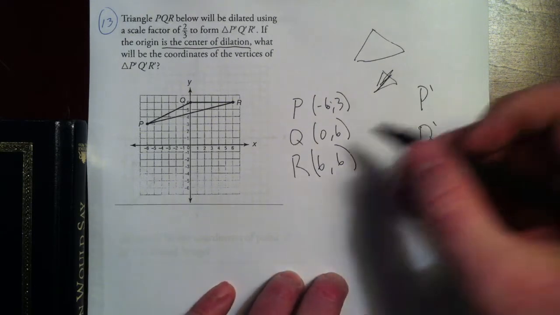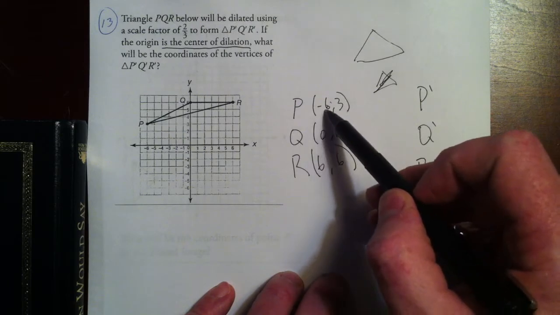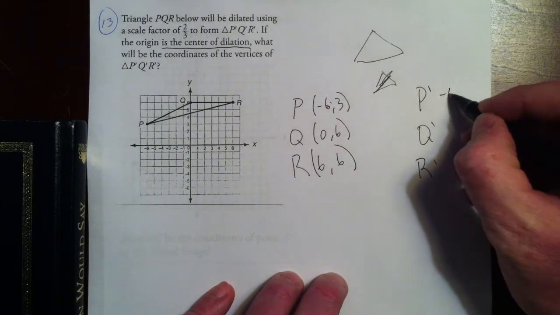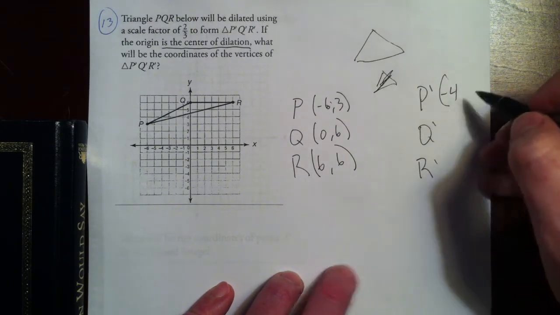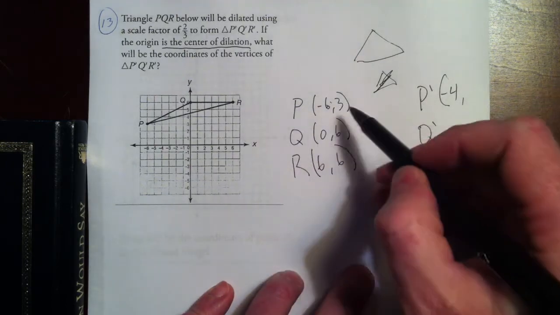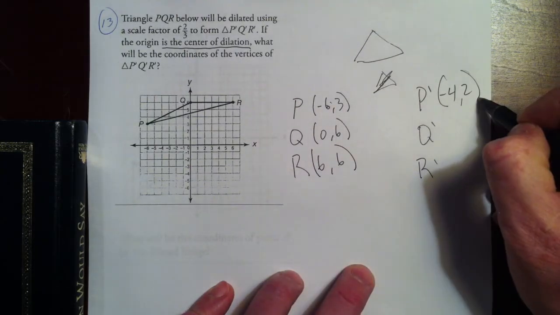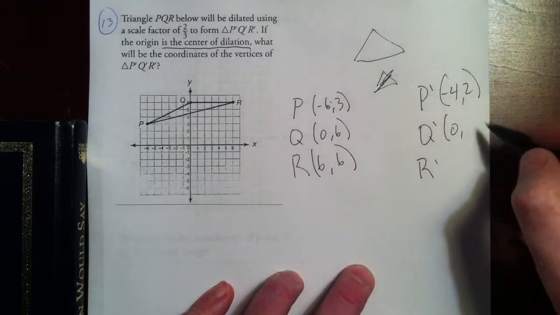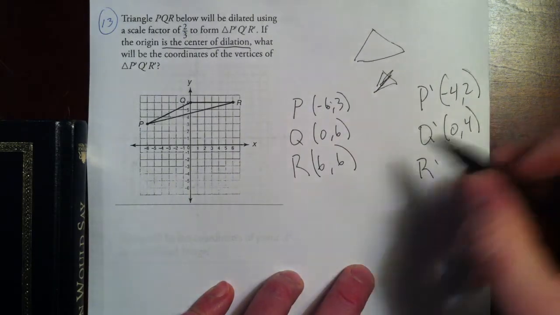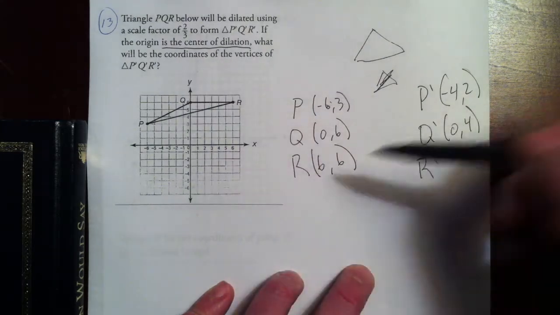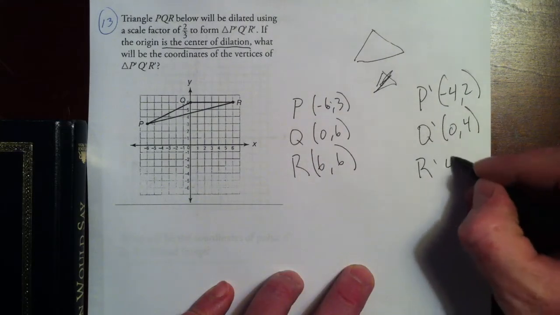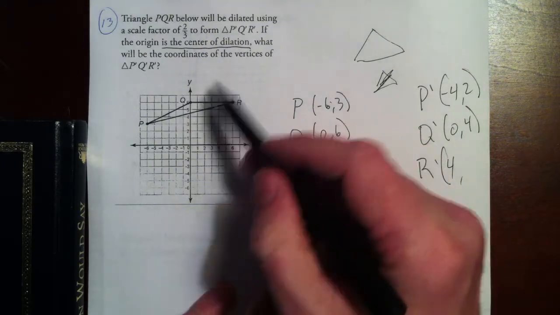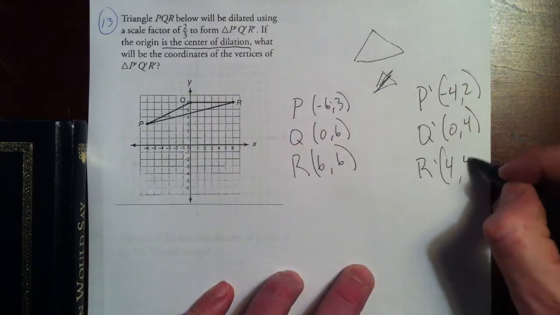So P prime, 2/3 times -6 is -4. You'll have to do the math on your own. 2/3 times 3 is 2. 0 times 2/3 is still 0. 6 times 2/3 is again 4. 6 times 2/3 again is 4.